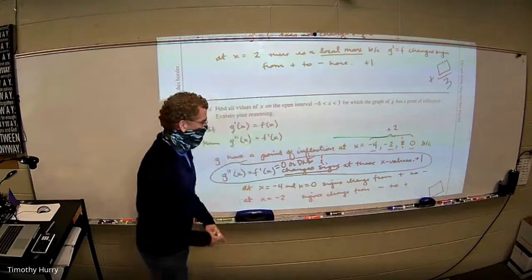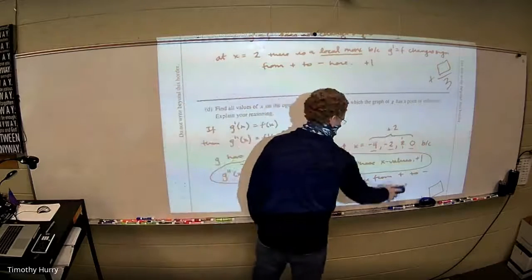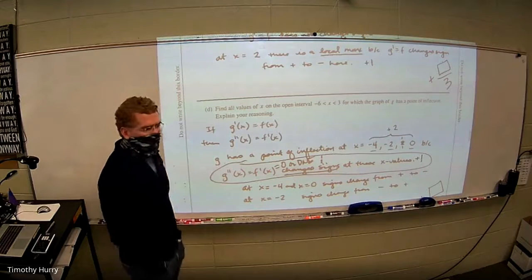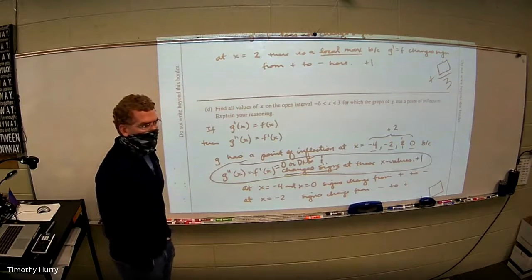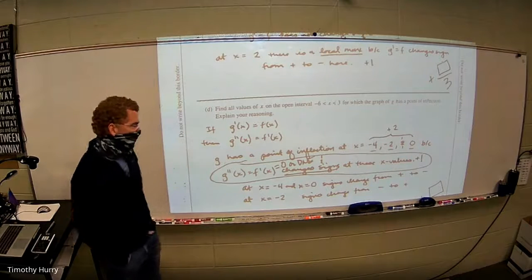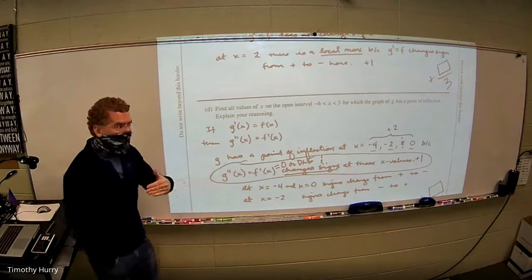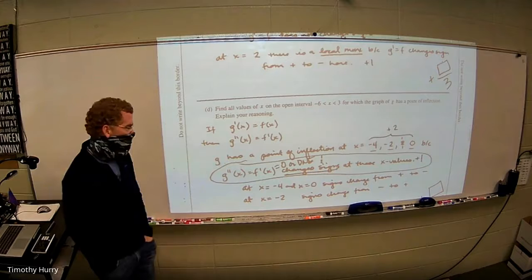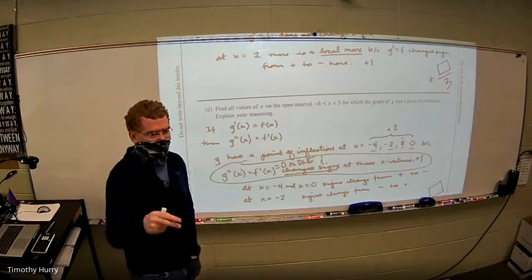Yes? Could you have said that when g prime goes from increasing to decreasing? You can. Yeah. I don't know why I said that, but I did. No, it's true. Yeah, I say where g double prime goes from positive to negative, but that is the same thing. So you can say that, yes. They usually don't write that in their key, but they accept that stuff.